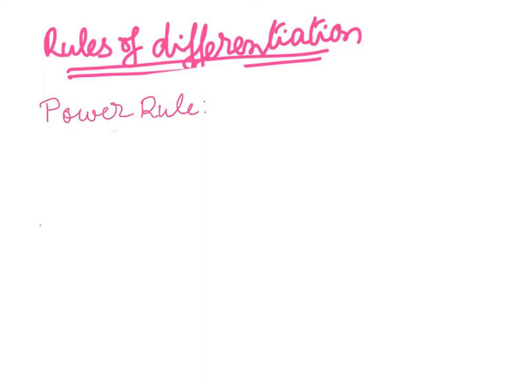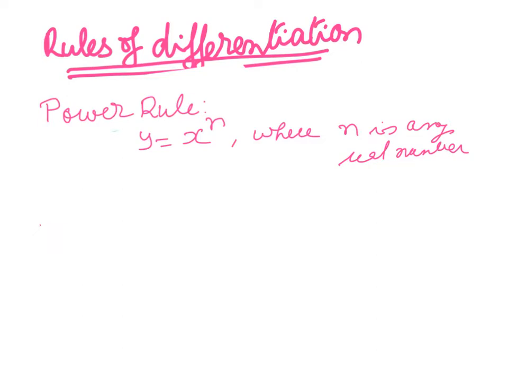What is a power rule? For example, let's say y is equal to x to the power of n. Y is a function of x and x is in powers, in exponent. Here n is any real number, not only integers. It can be 1, it can be 2, it can be -5, it can be 1 over 2, it can be root 3, any number. X is any real number. Now dy over dx is equal to n times x to the power of n minus 1.